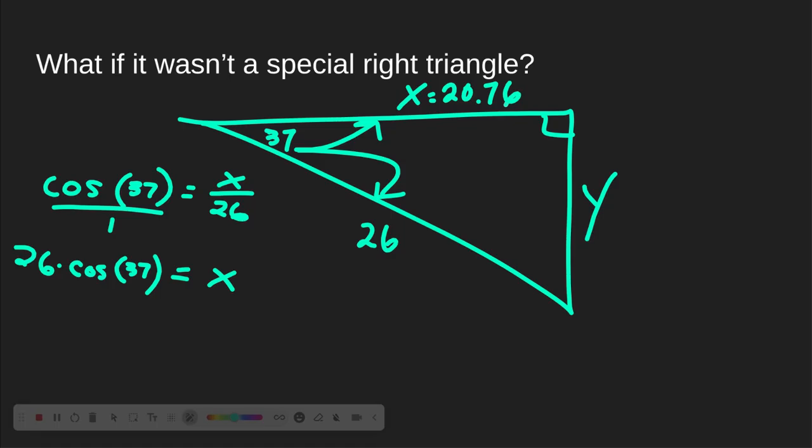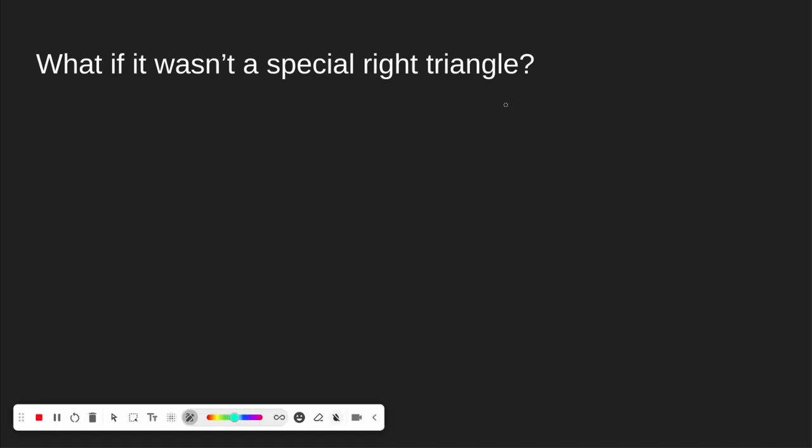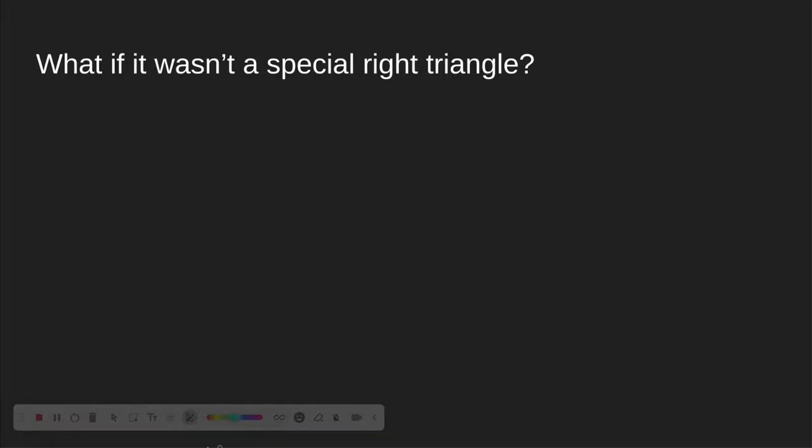Now, if we wanted to find y, there's 2 good ways to find y now. What would be one of those ways? We can use sine, or we can use Pythag. I would just use Pythagorean theorem. Once you have 2 of your 3 sides, go back to Pythagorean theorem. Okay, almost done with this lengthy video. I just have to show you how to find an angle.